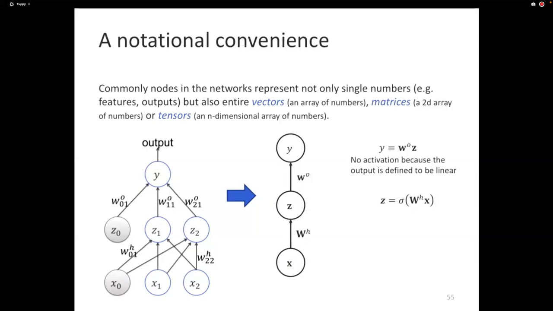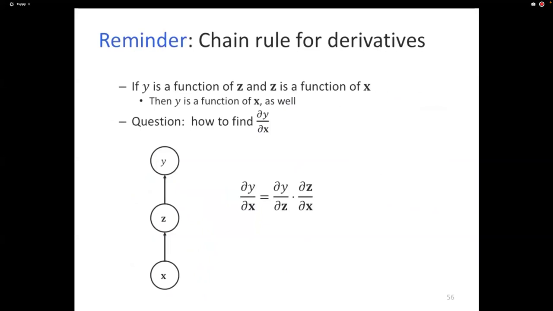By the way, there's no activation here because it's a linear layer. Let's revisit backpropagation, but without using computation graphs, just looking at maybe this neural network. By the chain rule of derivatives, if X goes to Z goes to Y, the partial derivative of Y with respect to X is nothing but the partial derivative of Y with respect to Z times the partial derivative of Z with respect to X. Because if Y is a function of Z and Z is a function of X, Y is a function of X as well. So we can apply the chain rule.